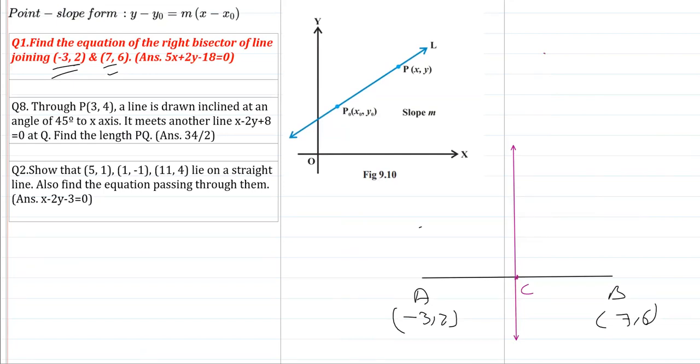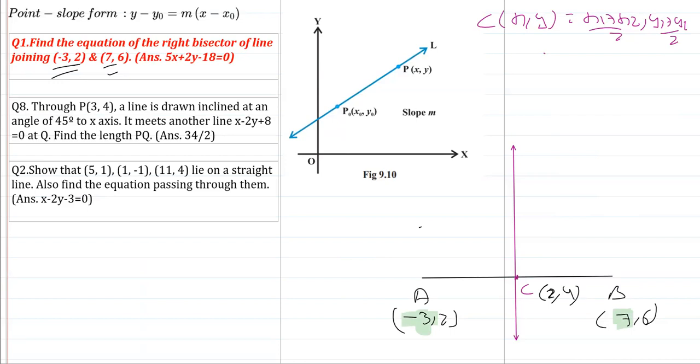So we can use this section formula, that is C(x, y) is equal to (x1 plus x2) over 2, and likewise (y1 plus y2) over 2. So let's calculate the midpoint C. As we can see here, -3 plus 7 over 2 will give you 4 over 2, that is 2, and its y coordinate is 6 plus 2, that is 8, 8 over 2, that is 4. We got the point C.